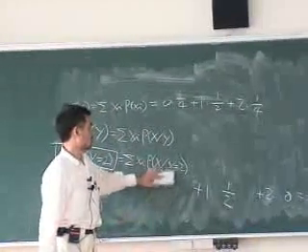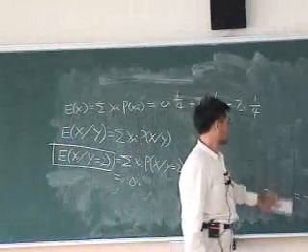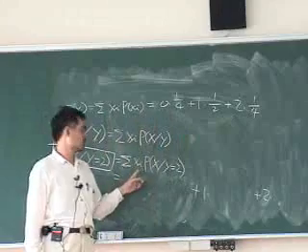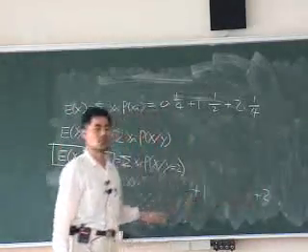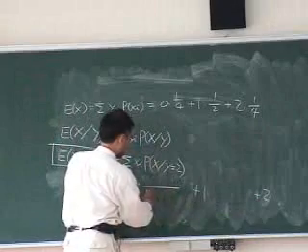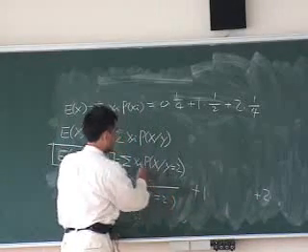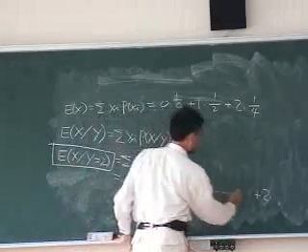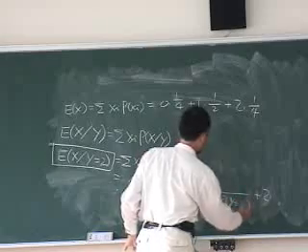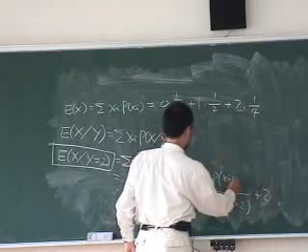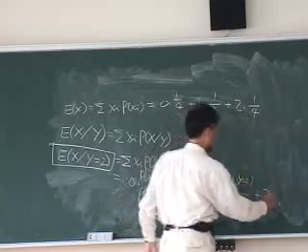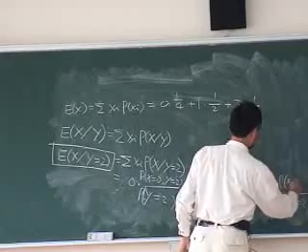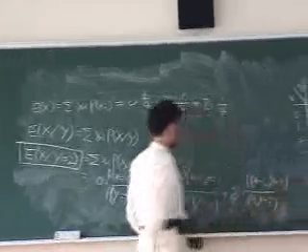So the first part is xi: 0, 1, 2. It doesn't change. What about the second one? It will be p(y equals 2) and p(x equals 0, y equals 2). The same thing here, p(y equals 2) and p(x equals 1, y equals 2). And here, p(y equals 2) and p(x equals 2, y equals 2). Questions?